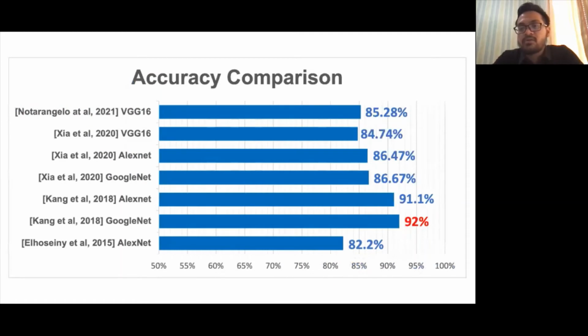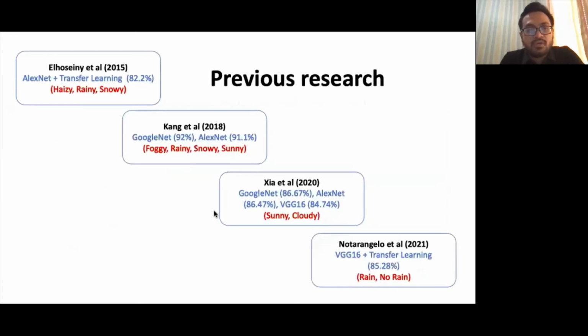This is a comparison of the accuracy of previous studies. Kang et al. using AlexNet and GoogleNet have high accuracy, above 90%. Classification is carried out on four types of weather, namely foggy, rainy, snowy, and sunny. So this research got the best accuracy, around 92%, and it is implemented on four types of weather image: foggy, rainy, snowy, and sunny. So this is the best performance.